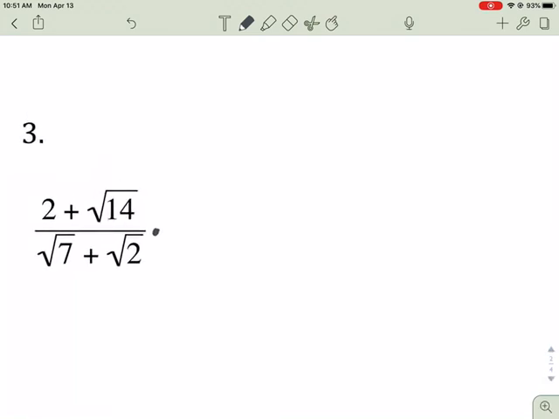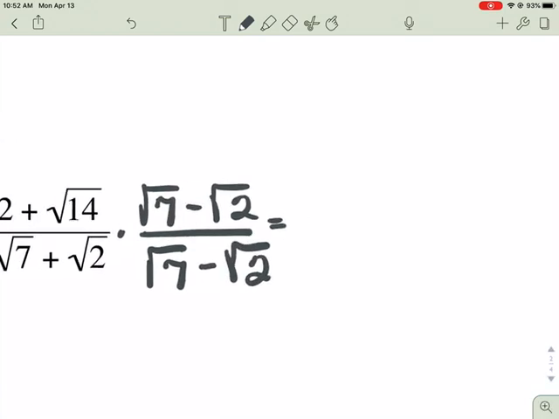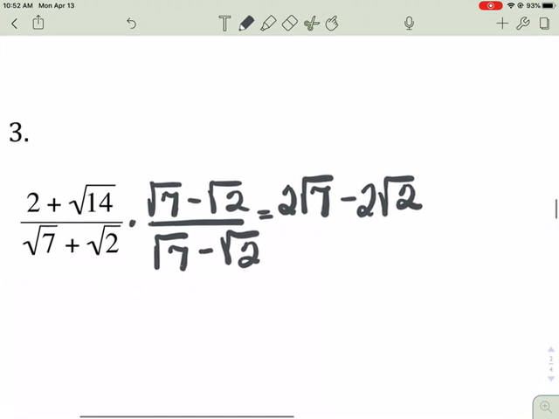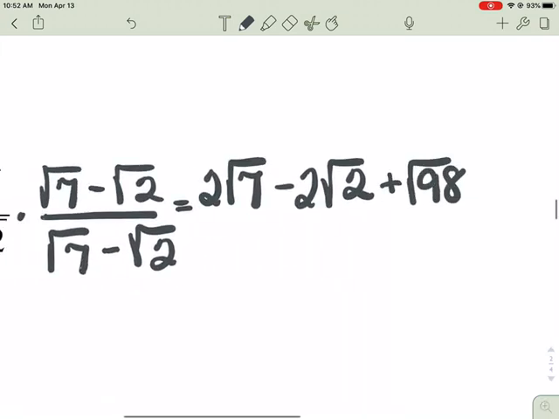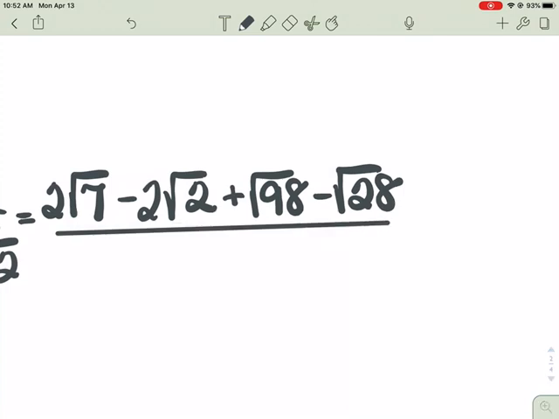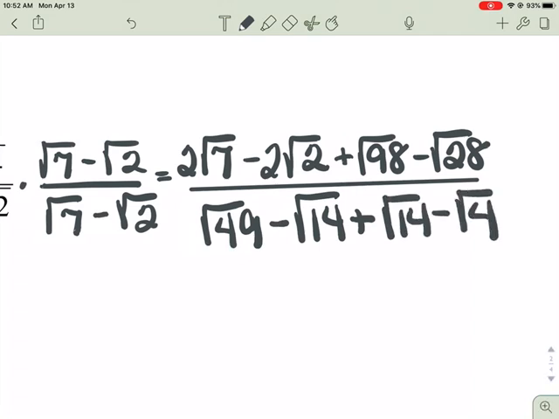All right, so our denominator is the square root of 7 plus the square root of 2. Again, our conjugate would be the square root of 7 minus the square root of 2. Okay, multiply across. Again, do your FOIL, Fox method, whatever one makes most sense to you. Okay, minus 2 square roots of 2. 7 times 14, I believe that's 98. Yes. Plus the square root of 98 minus the square root of 28. All over, we're going to get the square root of 49 minus the square root of 14 plus the square root of 14 minus the square root of 4.